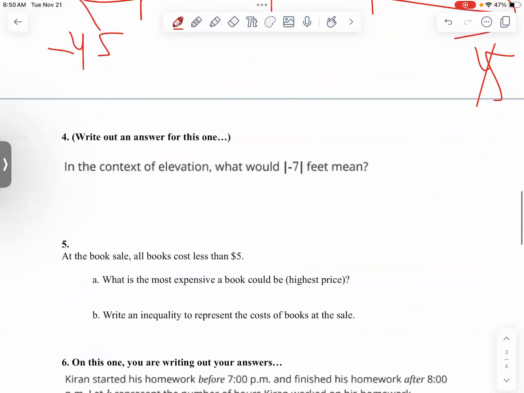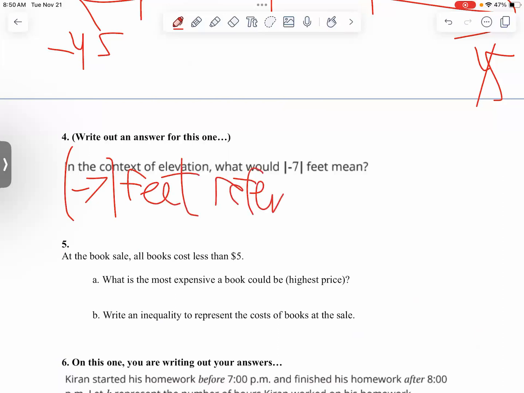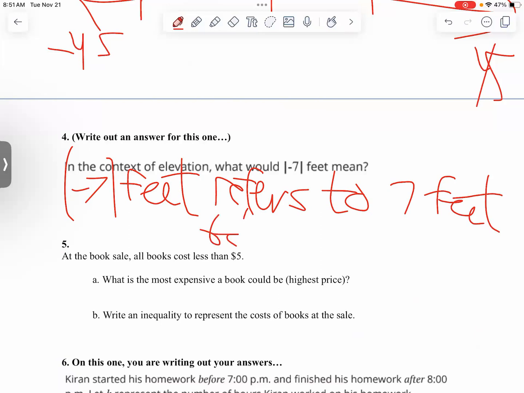All right. In the context of elevation, what would the absolute value of negative 7 feet mean? With elevation, 0 is sea level. So this would be negative 7 feet, or refers to, something like this, 7 feet below sea level.